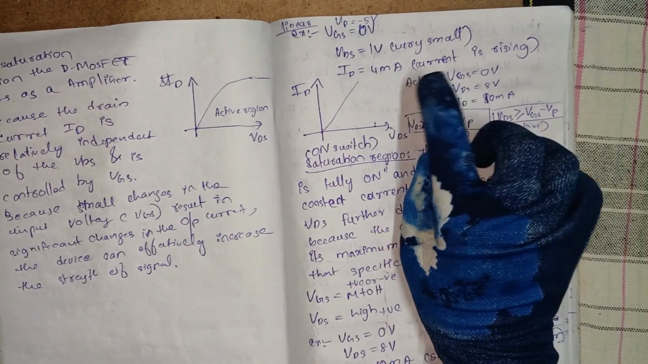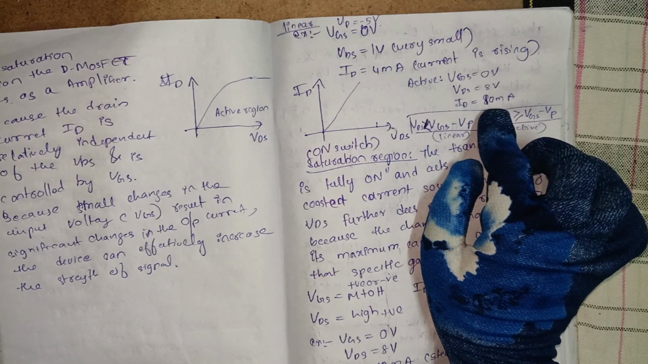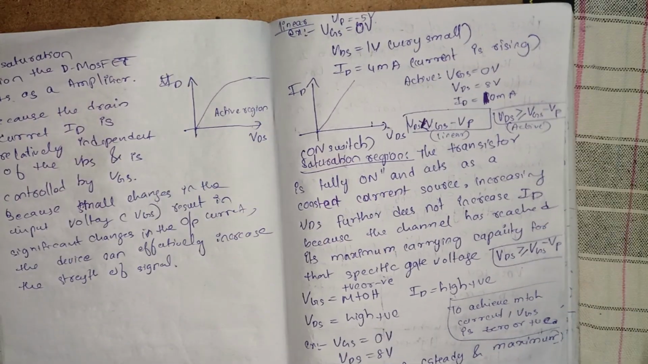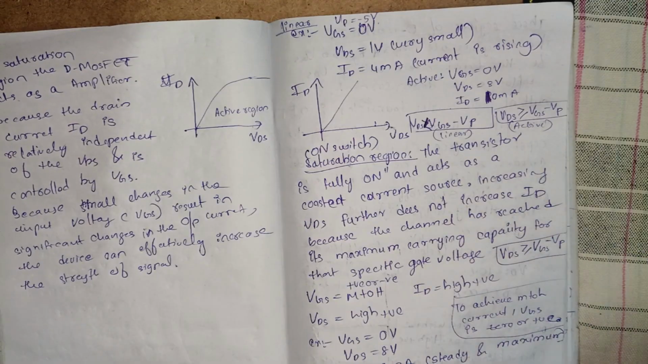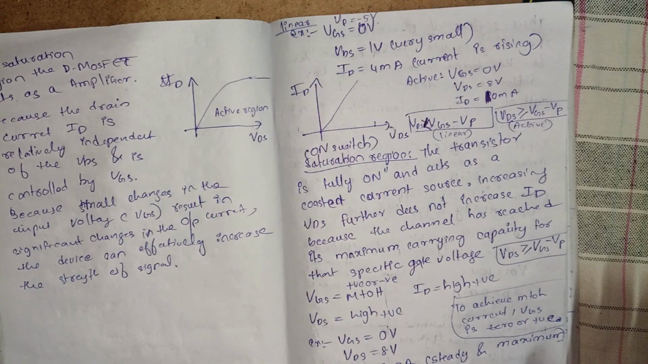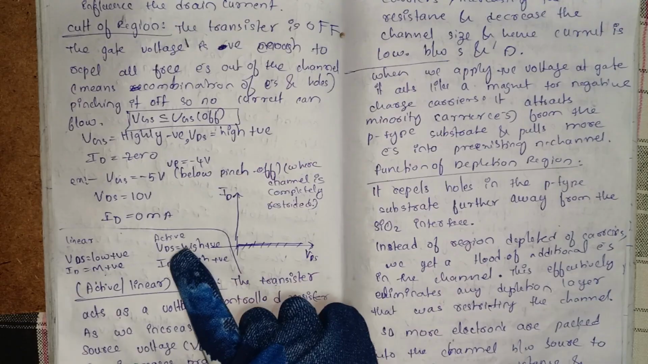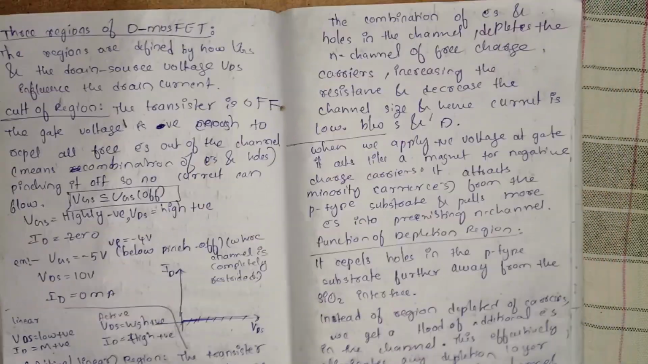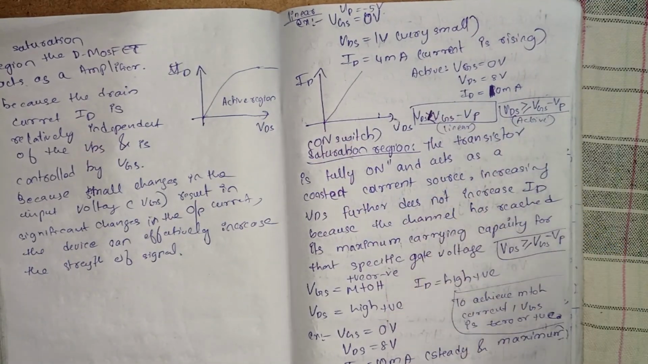Okay, then in the active region we have taken the example VGS equal to 0, VDS equal to 8, and ID equal to 10 microamperes. As we know, VGS should be medium to high, positive or negative, in both active and linear. So it satisfies the condition. Then VDS and ID: in the active region, VDS should be high positive and ID also high positive. Here VDS is 8 volts, and ID is 10, which is the maximum.